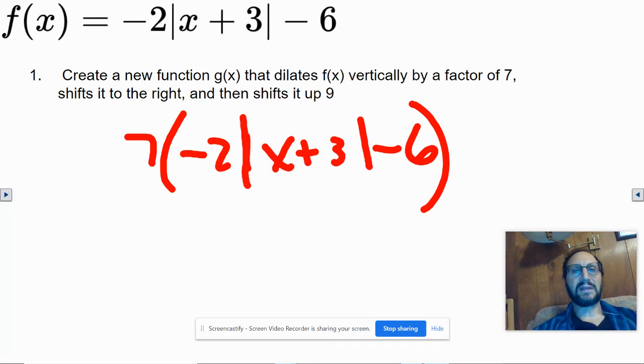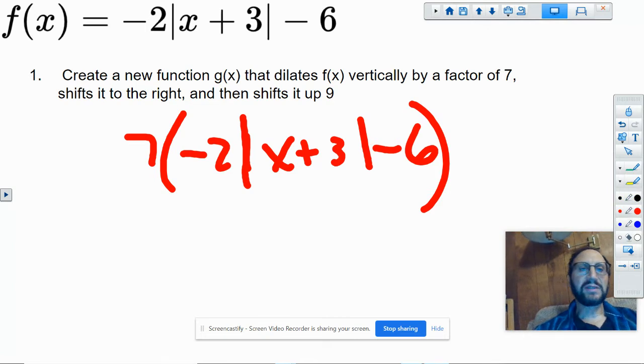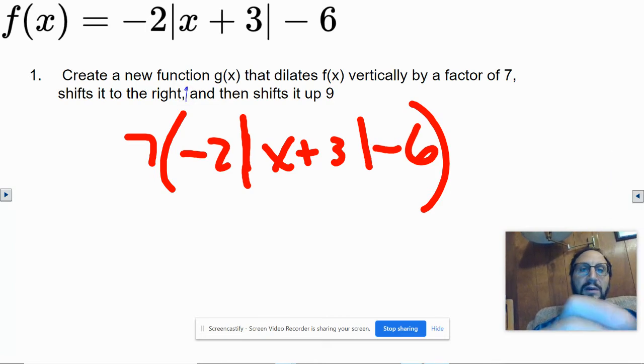And then the next thing says it's going to shift it to the right. I didn't say how much it was shifting to the right by, so we have to say shift to the right 4 or something like that. I needed to put that in there, but I did it hastily. So this one is to the left 3 right now, so going to the right would mean subtract 4 just from this part in here. So I'm going to say minus 4 inside that absolute value, because x minus 4 would be 4 to the right.